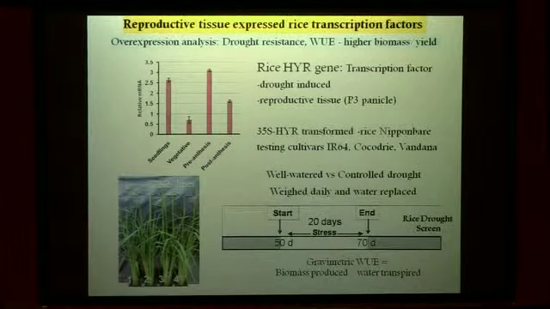It is also expressed in reproductive tissue at the P3 stage, so it's consistently expressed across different tissues. We made a simple 35S HARDY overexpression construct and transformed it into rice, Nipponbare, and 3 other cultivars.